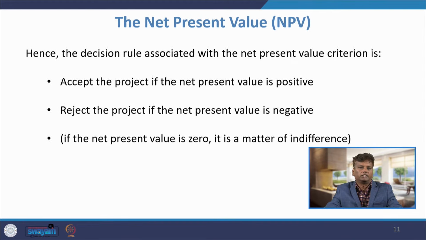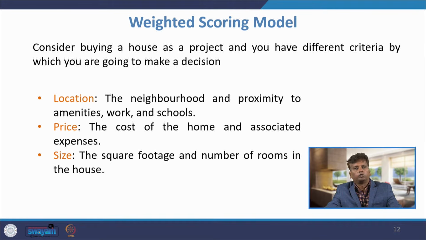The second, reject the project if the net present value is negative. If the NPV is 0, it is a matter of indifference. Next, we will go to another project selection model, the weighted scoring model. It is a very popular model.